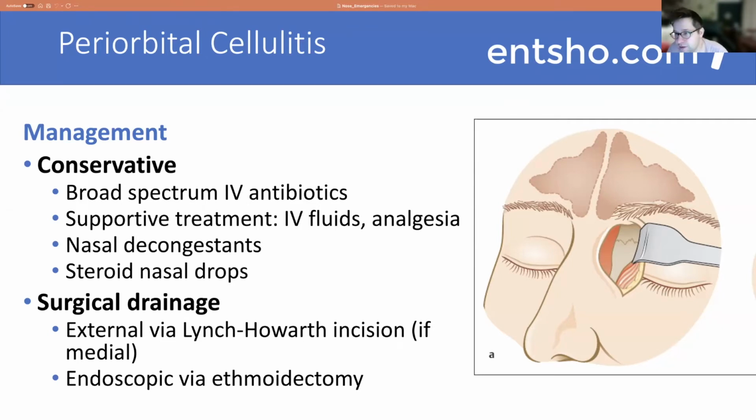And in those cases where there is evidence of abscess, there are different ways to approach it. They can be open approaches, so externally via a Lynch-Howarth incision, which is what's shown here. Where there is a collection, most of them are medial along the lamina papyracea, which is the rationale for this sort of approach. But another approach is endoscopic, and I think the choice of these will largely depend on surgeon experience and the nature of where the collection is.